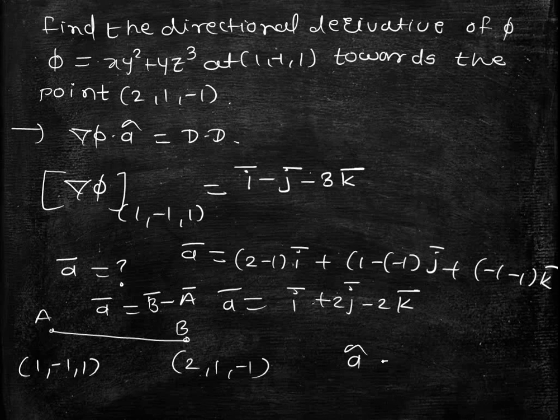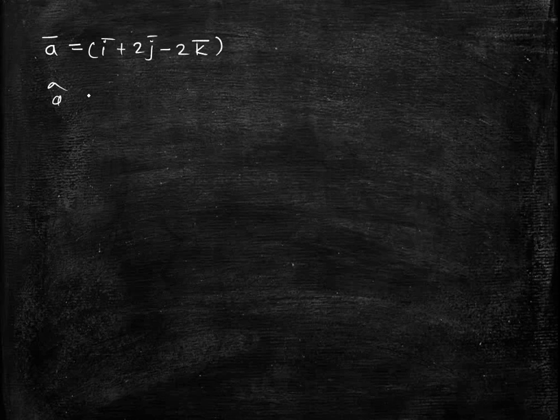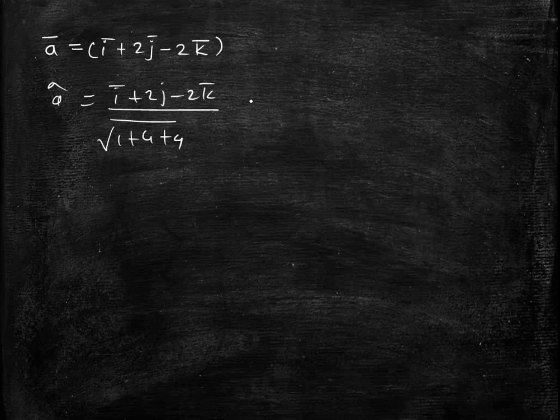Now we have to find a hat here. A hat is a bar upon mod of a bar. So after calculating those values, we get a bar equal to i bar plus 2j bar minus 2k bar. So a hat is equal to i bar plus 2j bar minus 2k bar upon root of 1 plus 4 plus 4. So that is equal to i bar plus 2j bar minus 2k bar upon 3.